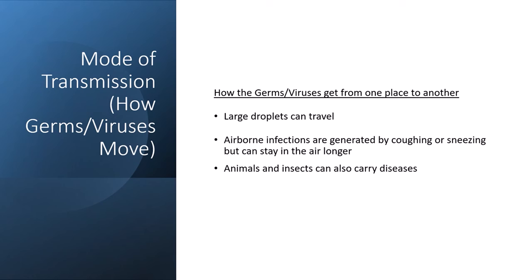Airborne infections generally are generated by coughing or sneezing, but they can stay in the air much longer and can travel through ventilation systems and move much farther. And animals and insects can also carry diseases and can also be a mode of transmission. So how do we protect ourselves from this? Well, cleaning surfaces often is one way. So high touch areas like doorknobs and countertops that we touch often, cleaning that with an antiseptic material would be one way that we could stop the spread of infection.